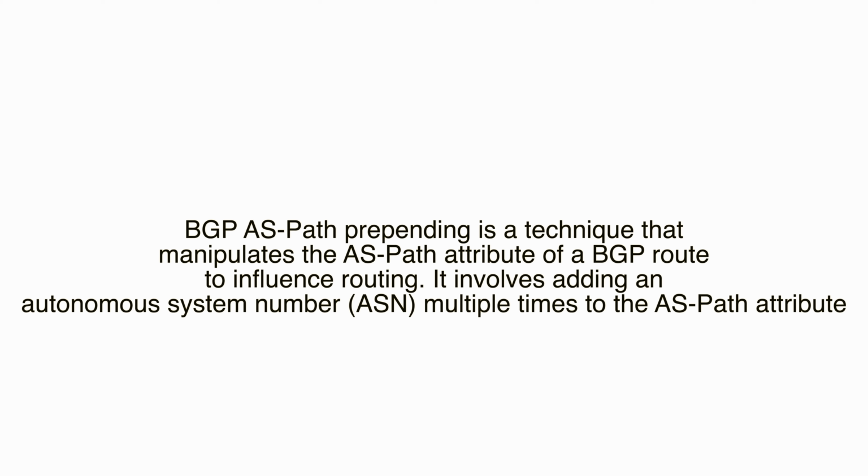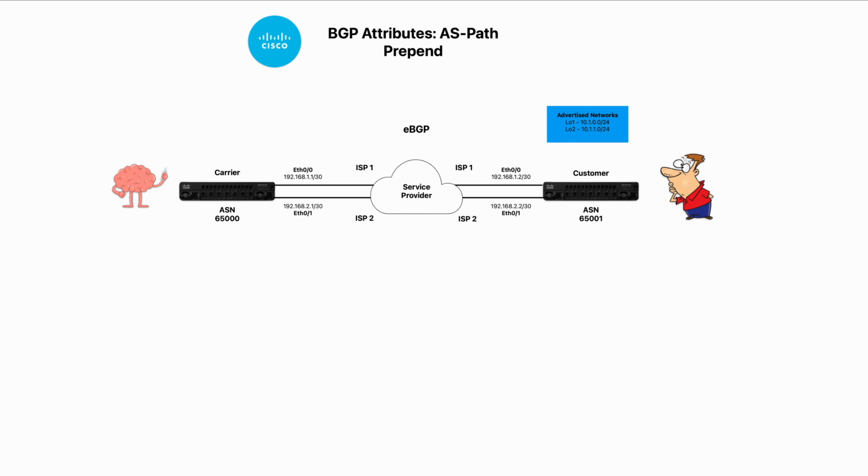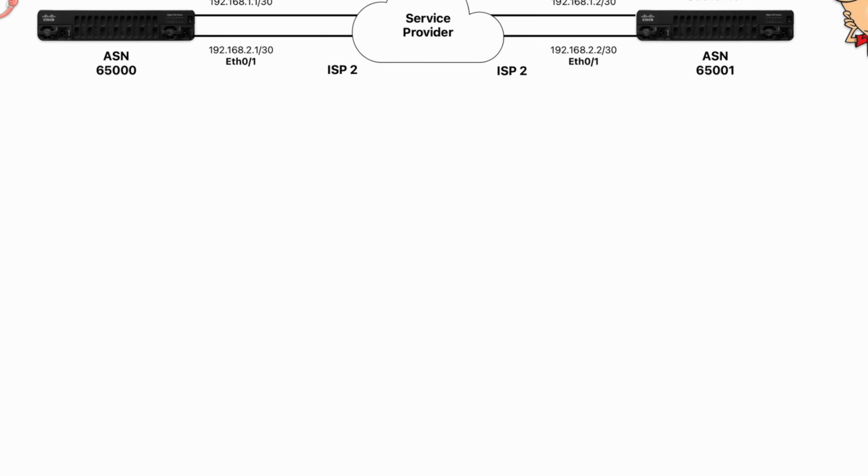So BGP AS path prepending is a technique that manipulates the AS path attribute of a BGP route to influence routing. It involves adding an autonomous system number, ASN, multiple times to the AS path attribute. As we all know, BGP is a path vector protocol, which means it prefers the shortest AS path to get to a destination. Let me give you an example.